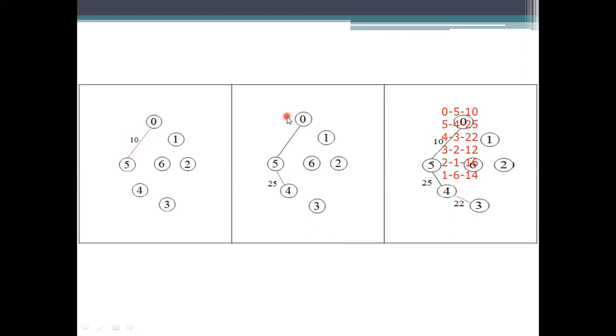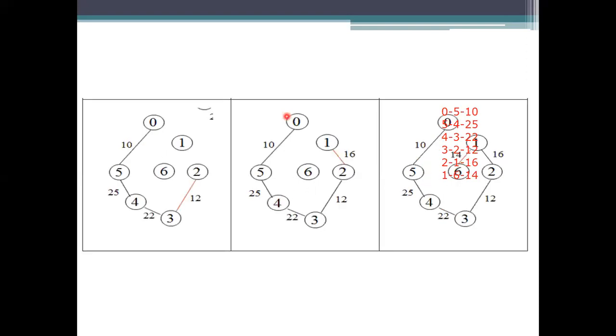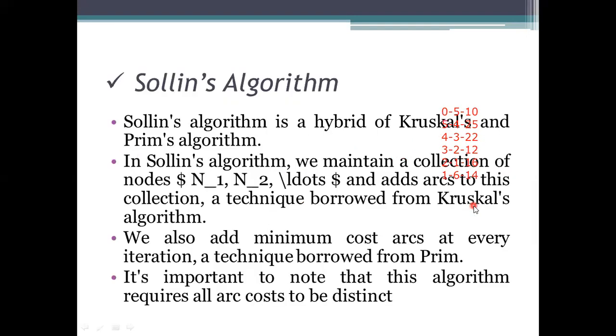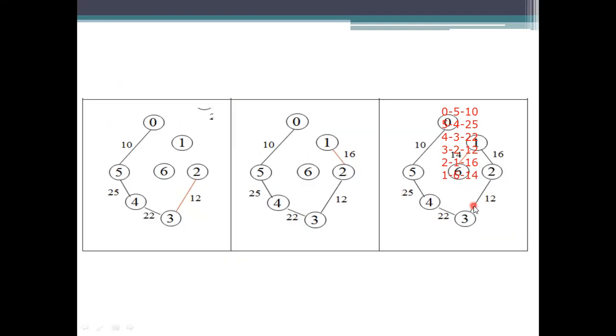First we took 0 to 5, which is the 10, and then next 5 to 4, 25, and from 4 to 3, which is using 22, and 3 to 2, we are using the value which is 12. See here, ma. And we are using another value, that is 2 to 1, which is 16, and from 1 to 6, we are using the 14. So that is the final one we are having.